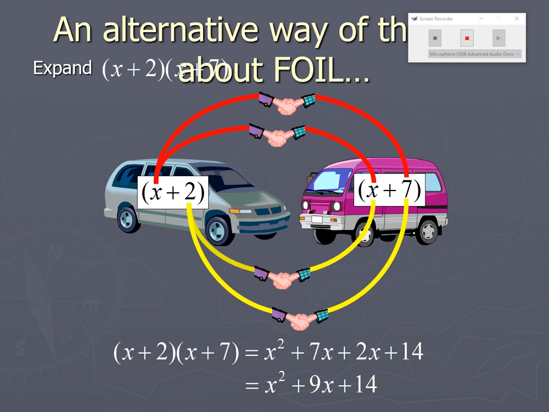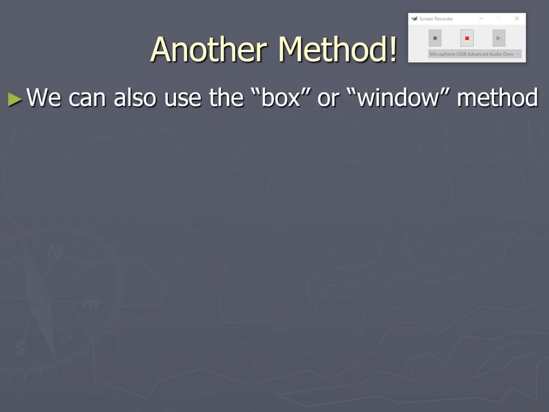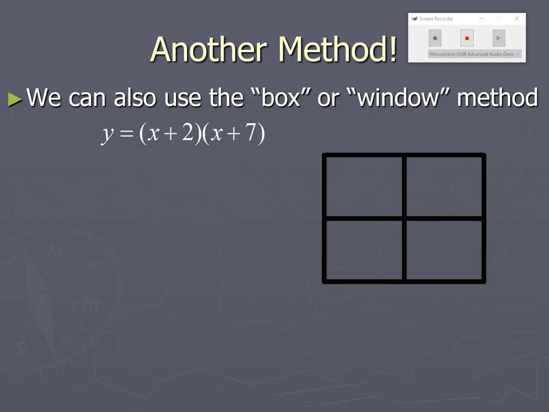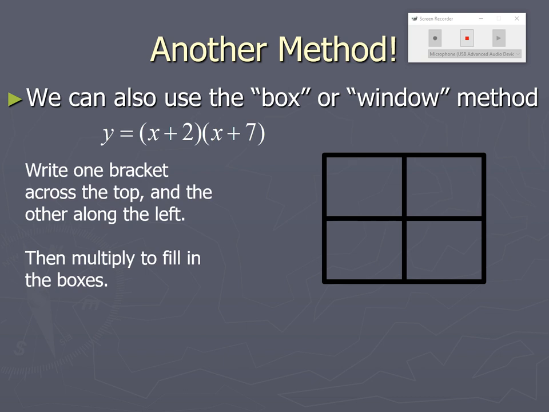Very popular is the box or window method of doing this. It helps people who have trouble with algebra. Here's what they do for X plus 2, X plus 7. They make a big window like this. Do you have your window on the side there? It's got 4 spots. The way they do it is they write one bracket along the top and the other one along the left. What I mean by that is there's X plus 2, I'll put it along the top. And along the side, I'll put X plus 7.